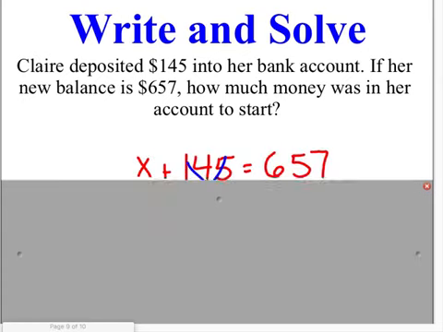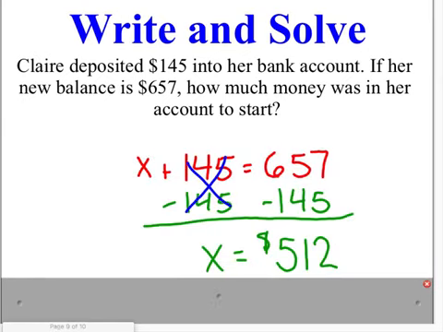Your original equation should have been X plus 145 is equal to 657. She put that extra money into her account, so she added that up. In order to figure out how much she started with, we need to subtract from the total, and I end up with a starting amount of $512. If you have questions about this or anything else from the lesson, please let me know when you get to class.